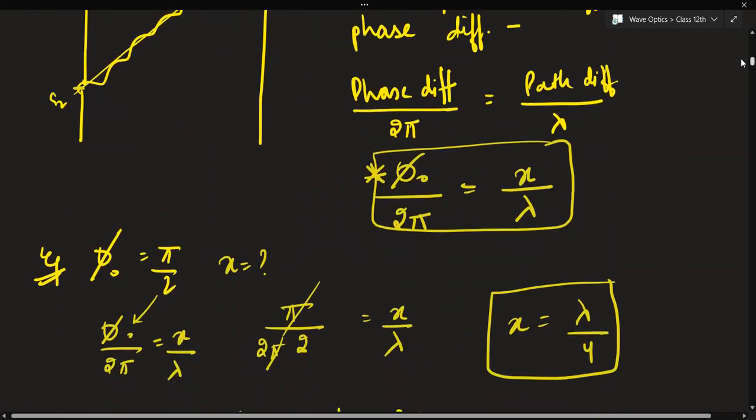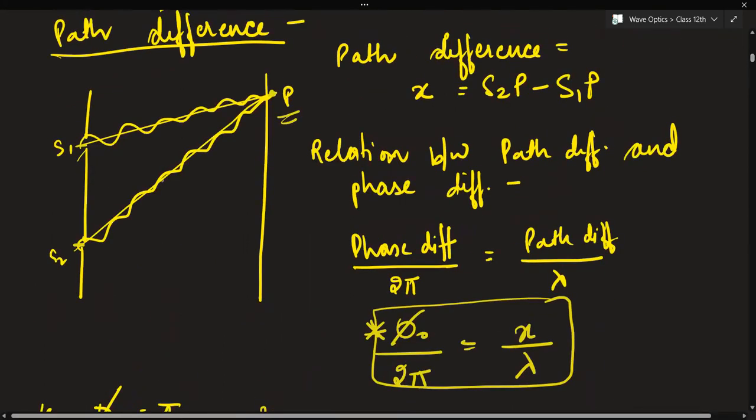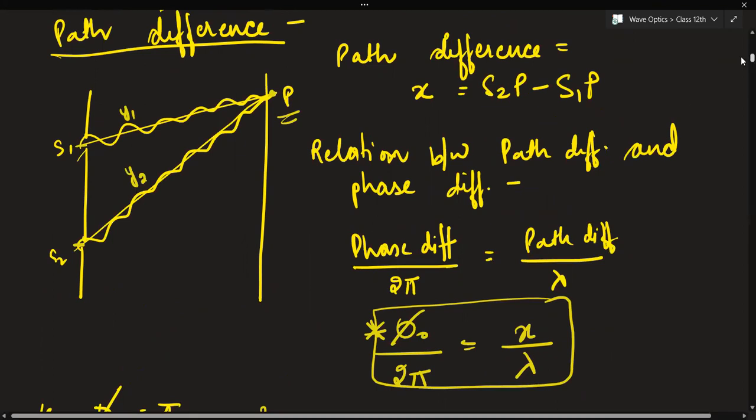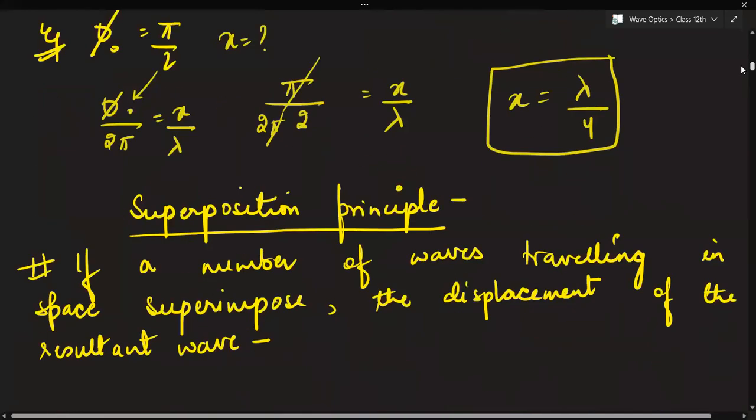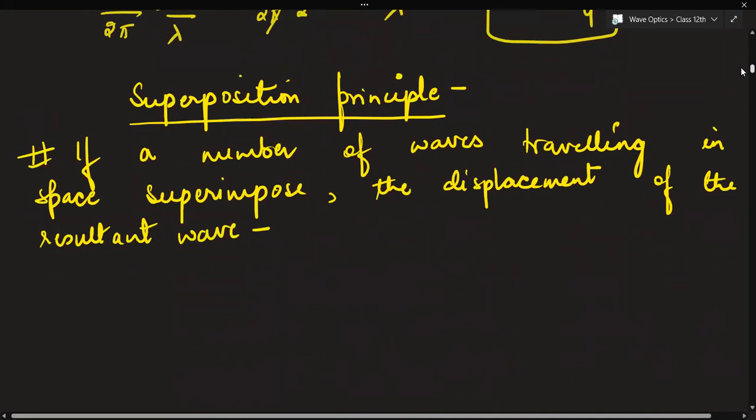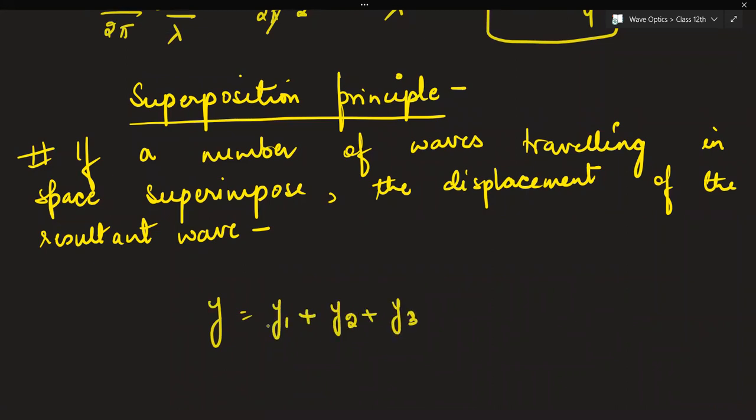Now see, by this you will be having various values of displacement. Let's say this is one wave having displacement y1. This is another wave having displacement y2. Supposedly you have n number of waves, then how will you find out the resultant wave? So for that, you have again the superposition principle, similar to what you have studied earlier. If there are n number of waves, just add them algebraically. Y will be equal to y1 plus y2 plus y3 plus y4 plus y5 up till yn.